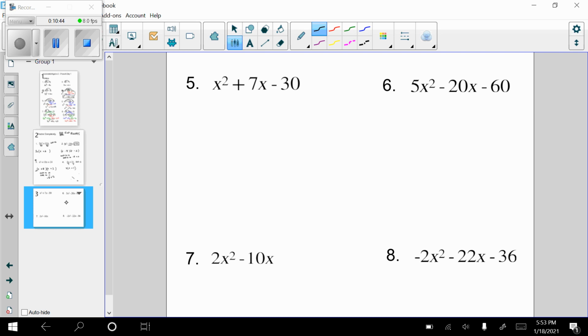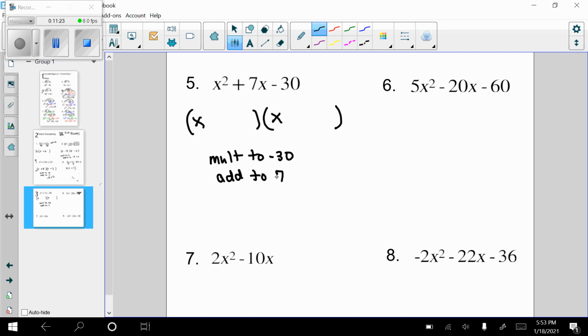Okay, so all of these, let's see, 5, 6, and 8 all have 3 terms, and number 7 only has 2 terms. Okay, so remember, you're always looking for a greatest common factor first. In number 5, there is no greatest common factor. They don't have anything in common. So I assume I can factor it to the product of 2 binomials. So my first terms have to be x and x because the lead coefficient is 1. So here I need to multiply to negative 30, but add to my middle term, which is 7.